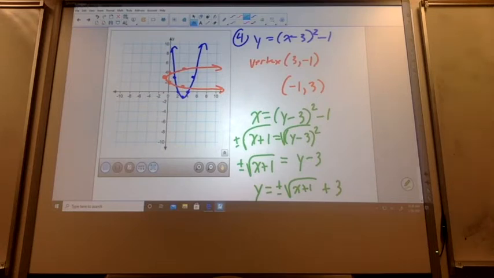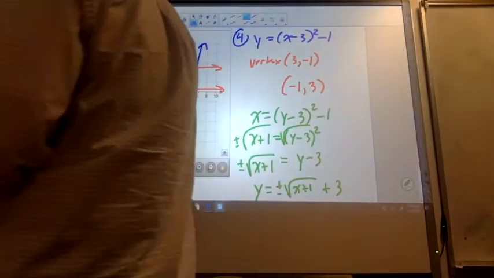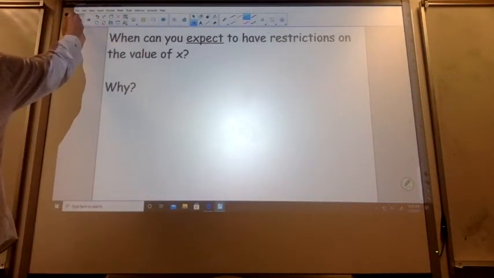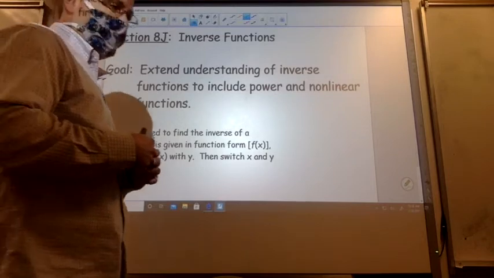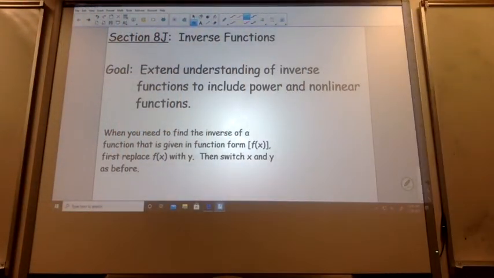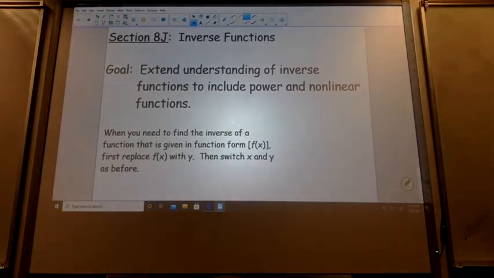All right. So 8J, we're going to be talking about inverse functions. Extend the understanding of inverse functions and include power and nonlinear functions. Ooh, so we're going to talk about quadratics and cube root and all that kind of stuff. When you need to find the inverse of a function that is given in function form, f of x, replace the f of x with y, because f of x means the same thing as y. It's just some mathematicians at some point said, oh, let's screw up society, and we'll put f of x now in place of y.